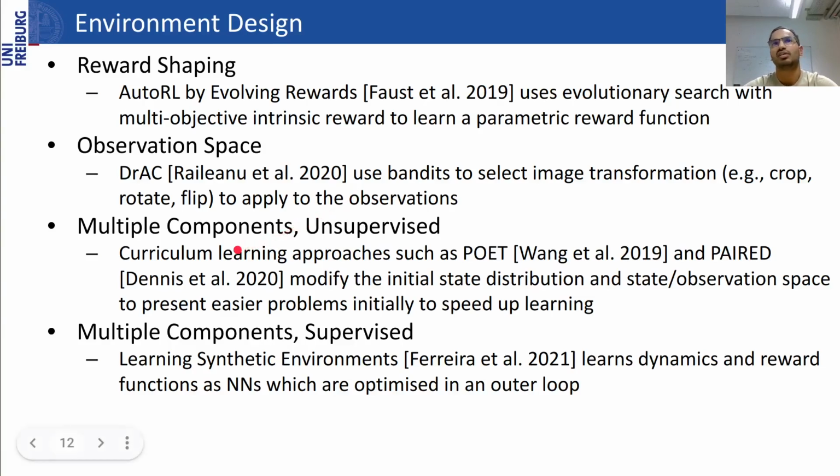Curriculum learning approaches such as POET and PAIRED can be seen as modifying the initial state distribution and the state or observation spaces to present easier problems initially to speed up learning. These approaches are unsupervised. Finally, a supervised approach that optimizes multiple environment components at once is learning synthetic environments, which represents the dynamics and reward functions as neural networks and optimizes these in an outer loop.